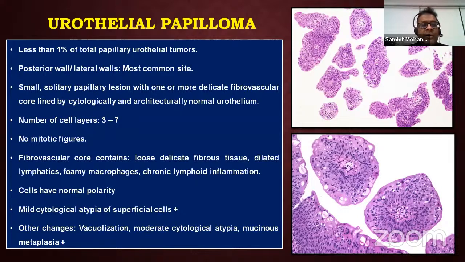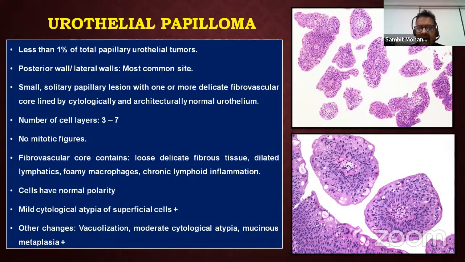They usually have a small solitary lesion with one or more delicate fibrovascular cores lined by cytologically and architecturally normal cells. The usual cell layer is 5 layers. It can go up to 7 also. No mitosis, delicate fibrovascular core with edema, no fusion of the papilla. You see this fragmented core. This core usually has some chronic inflammatory cells and macrophages.